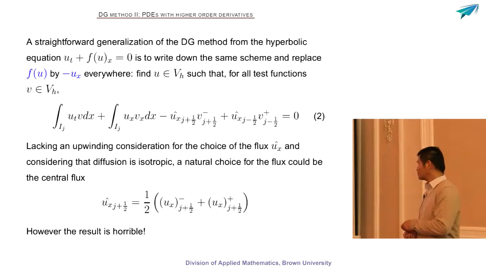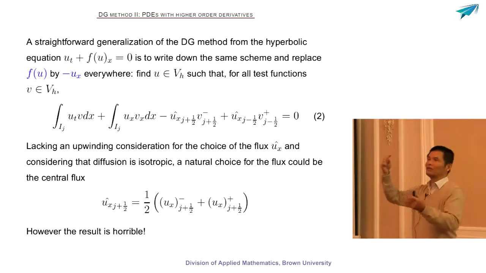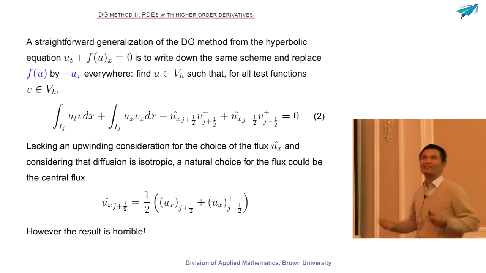of u_x from the left and u_x from the right. Remember, u is a polynomial on both sides. Certainly u_x is also a polynomial of 1 degree lower on both sides. You certainly have a value of u_x on the left and u_x on the right. Just take the average of them for a first try, right?